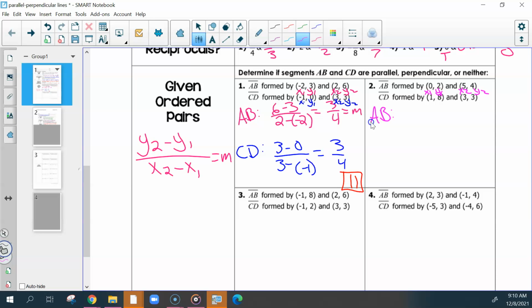Alright, for number 2, let's do the same thing. Find the slopes of these points. So that would be 4 minus 2 over 5 minus 0. What would our slope be? 2/5.